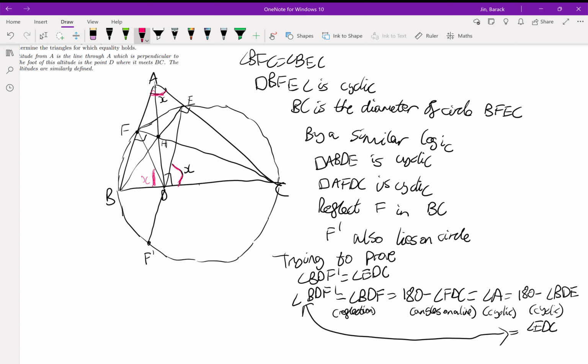So, what have we proved? We've proved that BDF' and EDC are both the same, and so F'DE is a line. And it's a chord of circle BFEC.